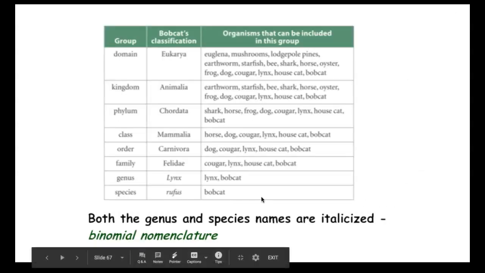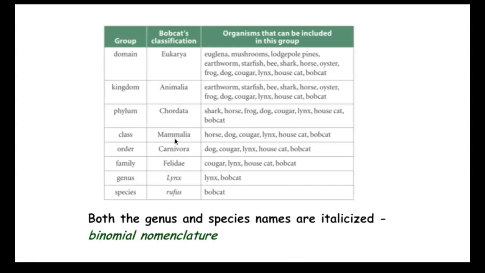So for a bobcat, they're also in domain Eukarya because they're multicellular. They're also animals. They also have a spine, and they're also mammals, which means that they produce milk and they give live birth and all that fun stuff. But this is where they differ from us. Instead of being in the order primates, they're in the order Carnivora, which includes dogs and cougars and different types of cats. And then Felidae is all of the different types of cats. And then they go down into the genus and the species Lynx rufus, which specifically is for bobcats.